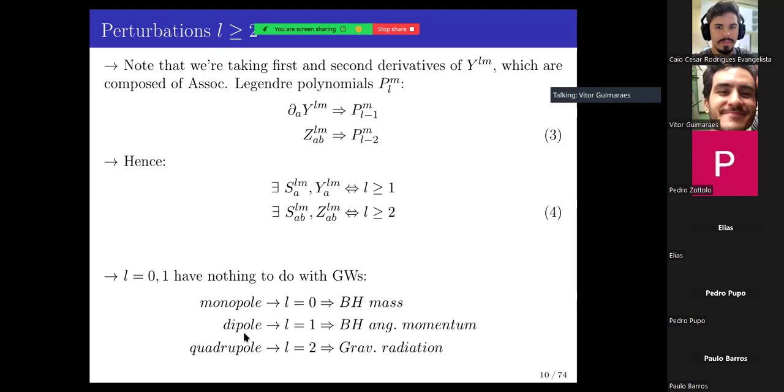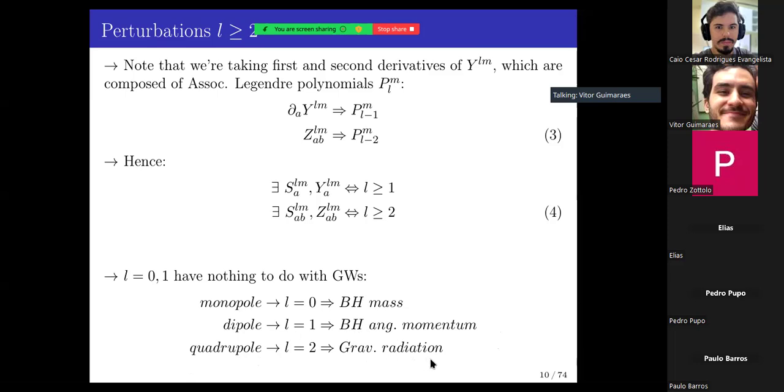Perturbations generated by some dipole will be related to the change, or maybe to the black hole acquiring or losing angular momentum. And only when we go to the quadrupole, when we divide this in multipoles, we see that there is some relation to the gravitational radiation.